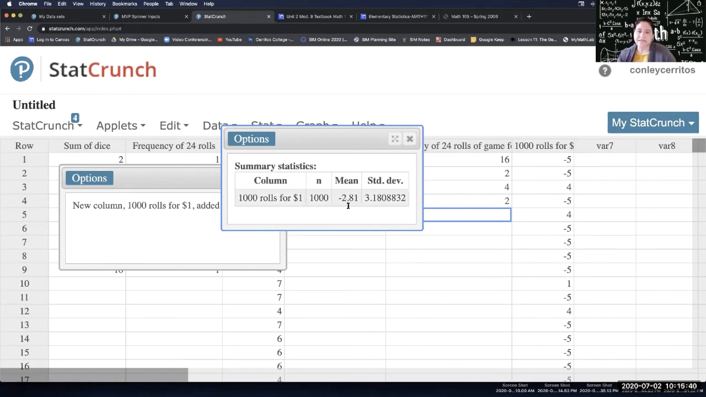But basically, this is like saying every time I step up to play that game, I'm going to be losing $2.81. Even though it doesn't actually happen, I'll either lose 2 or lose 4 or whatever. In the long run, it would happen. If I played this game 100 times, I could be down $281.